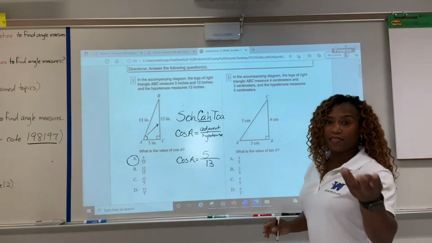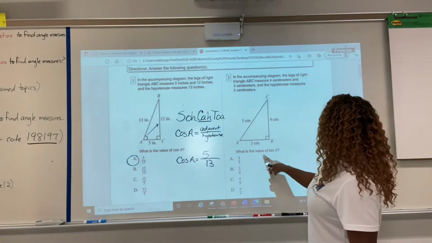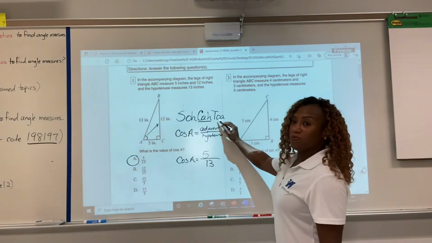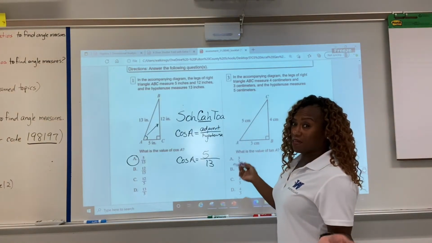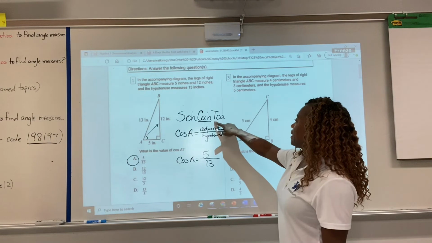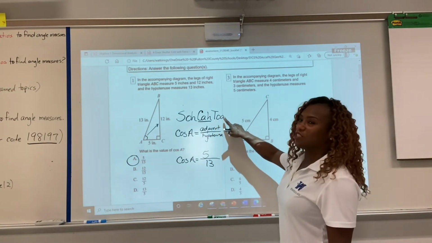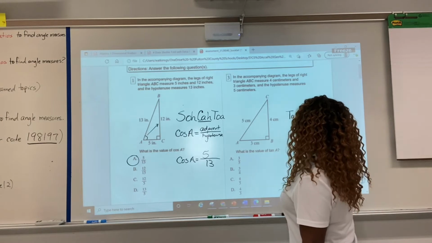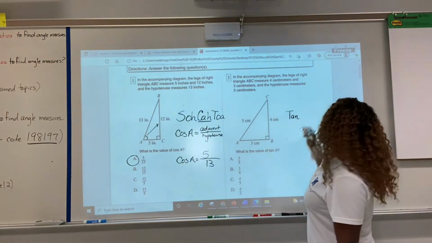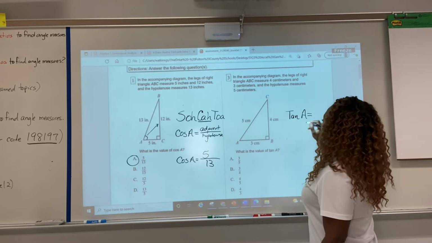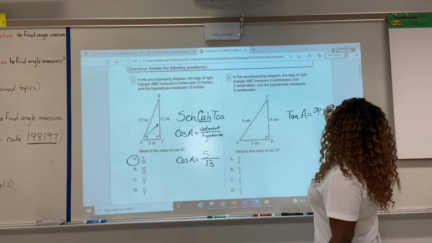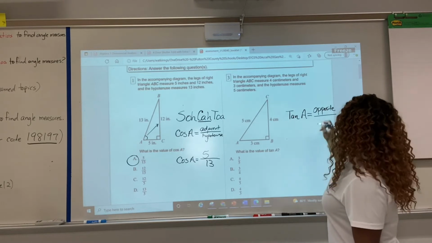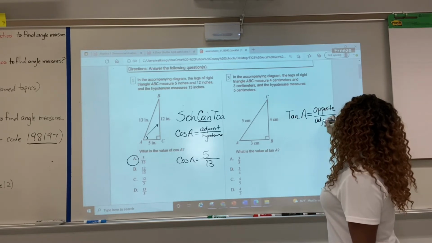Now let's see what we're asked for on this one. Here we're asked to find the value of tan, the tangent. And remember, if you use the mnemonic device SOHCAHTOA, it's going to help you to remember that tangent is the opposite side over the adjacent side. So we are looking for the tangent of, again, angle A, and it is going to be the opposite side. This is the ratio we're looking to set up over the adjacent side.